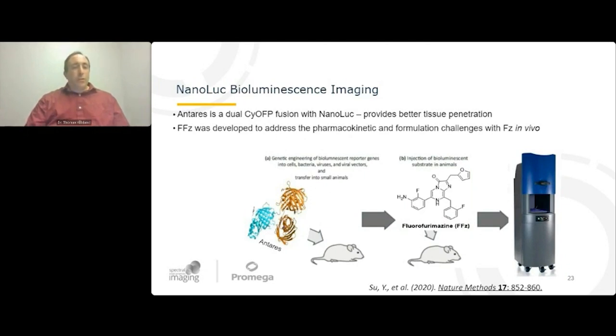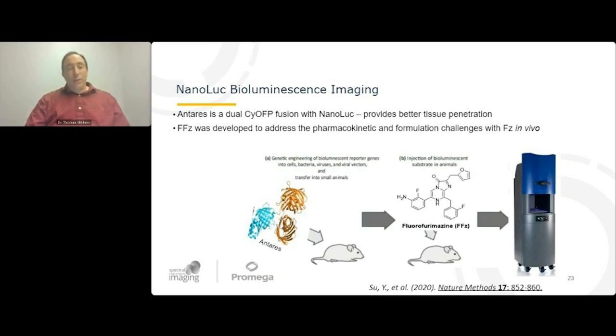So I show here a construct called Antares. In the teal, you have the NanoLuc, and what you have fused to it are two fluorescent proteins that are known as Psi-OFP. These are long Stokes shift fluorescent proteins that absorb in the blue and emit in the orange. And this solved much of the problem of having a blue emitting luciferase. So these orange photons are much more tissue penetrant than the blue.